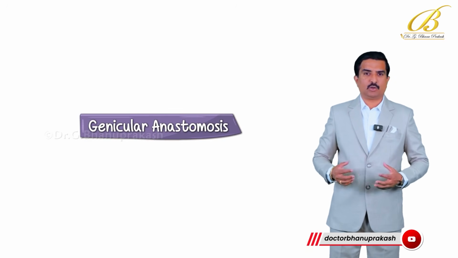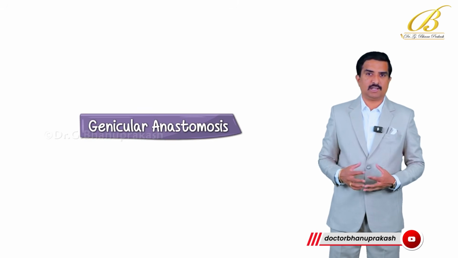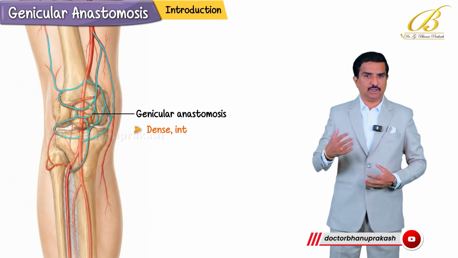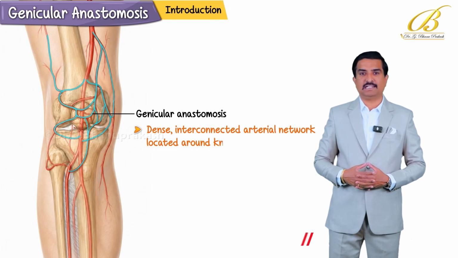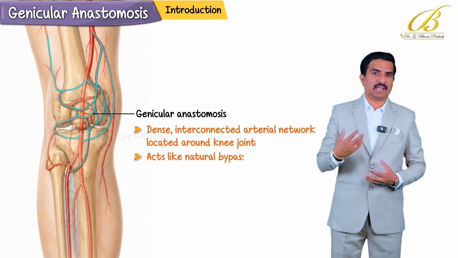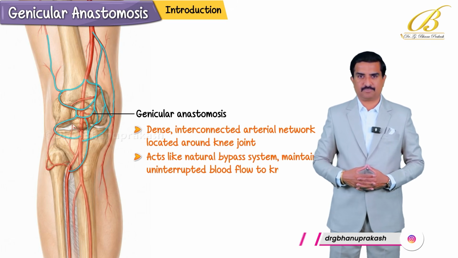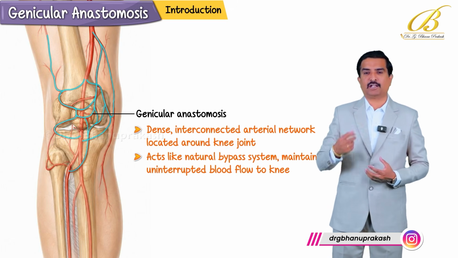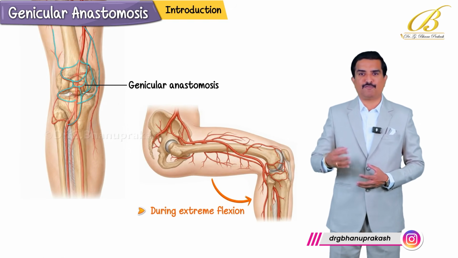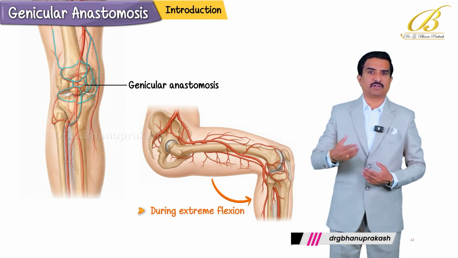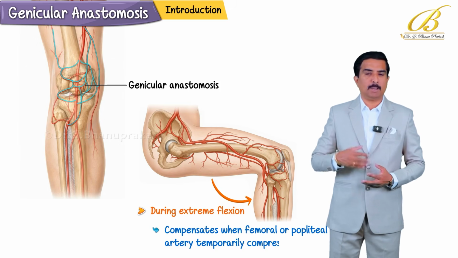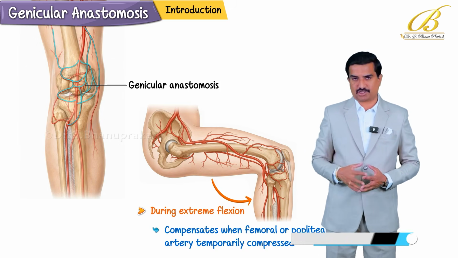In this video, we are going to discuss genicular anastomosis. The genicular anastomosis is a dense interconnected arterial network located around the knee joint. It acts like a natural bypass system, maintaining uninterrupted blood supply to the knee even during extreme flexion, where main arterial channels like the femoral or popliteal artery may be temporarily compressed.